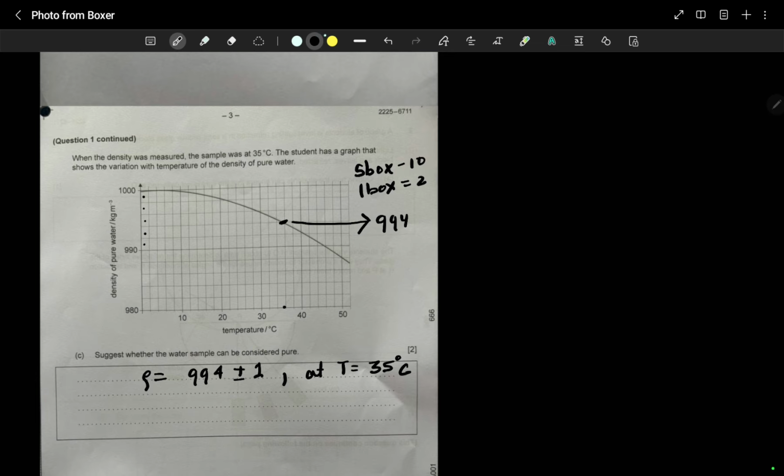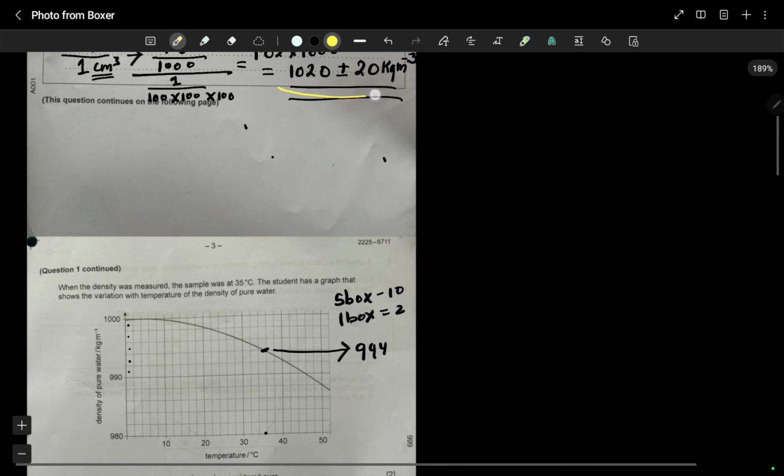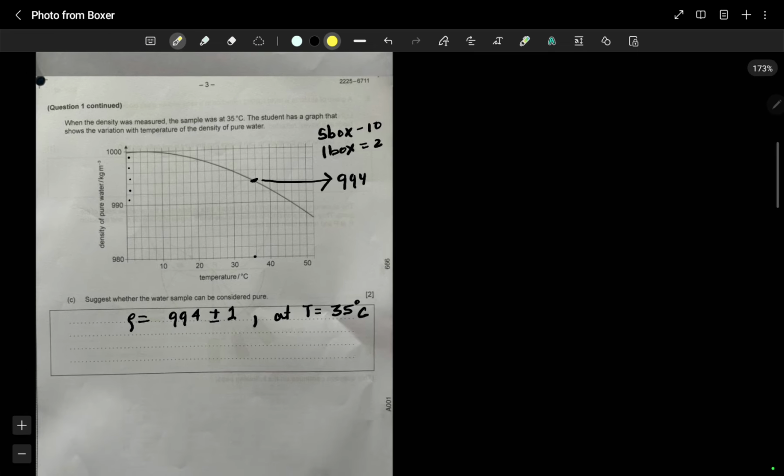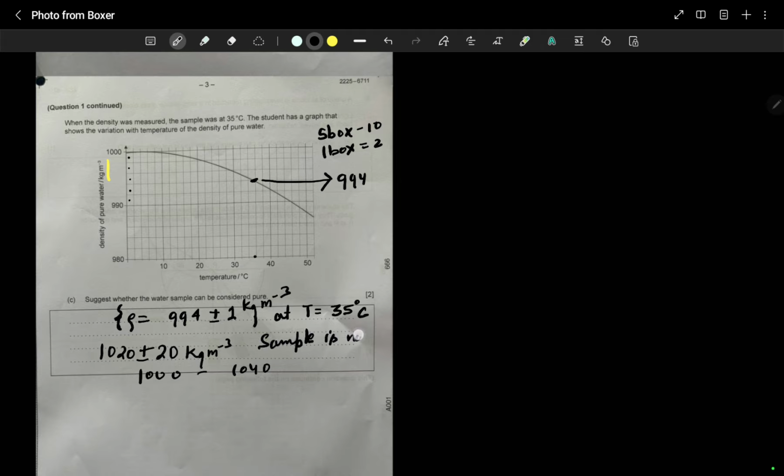Now when you calculated it, what did you get? You got 1020 plus minus 20 kg per meter cube, right? This is also in kg per meter cube, but the calculated value was how much? 1020 plus minus 20, in kg per meter cube, and this is also kg per meter cube. So do you think they are in the same range? The value that you are reading from the graph is outside the range of 1020 plus minus 20. It is nowhere between 1000 and 1040, right? So we can say the sample is not pure.